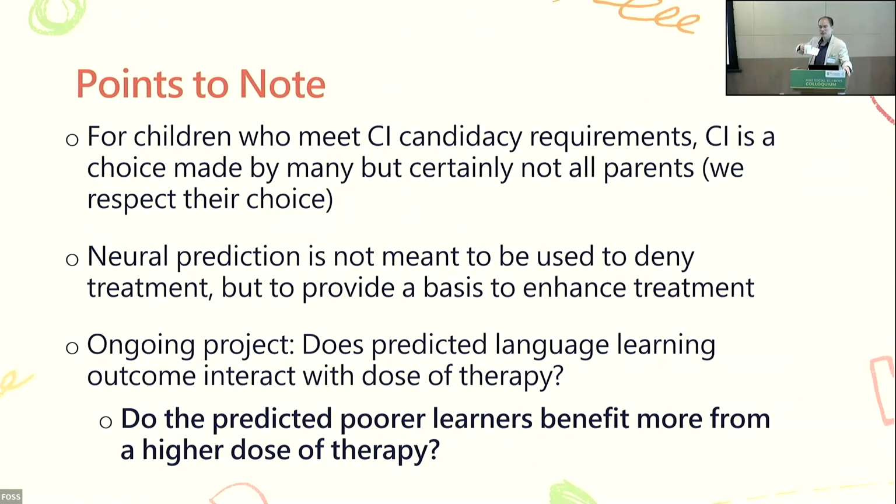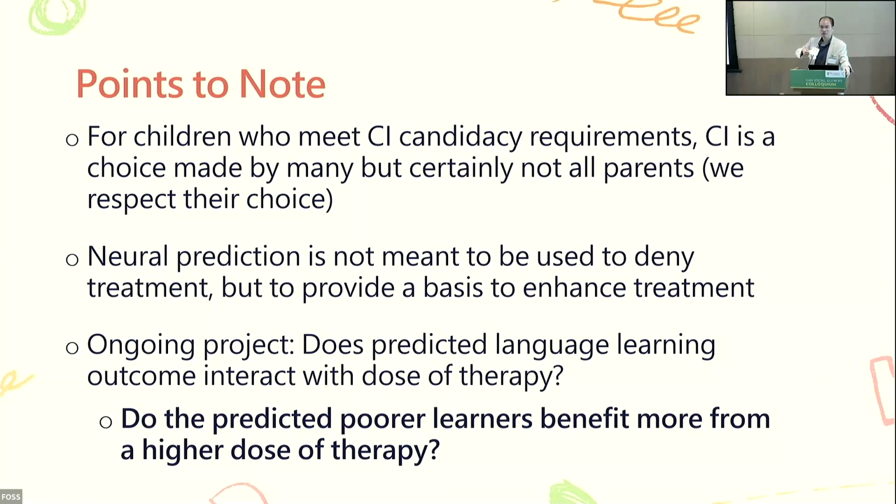We are not using this technique to deny cochlear implant surgery. Okay, this is not for CI candidacy. We're really using it to augment decision making in terms of prescribing speech therapy and language and hearing therapy and music therapy. This is not to deny treatment.